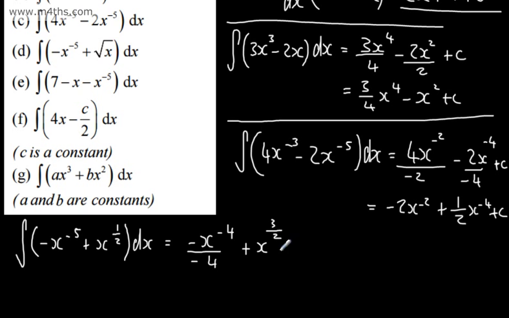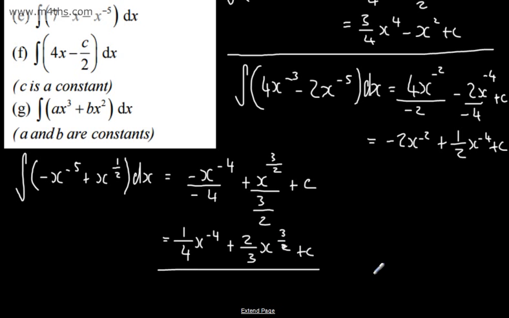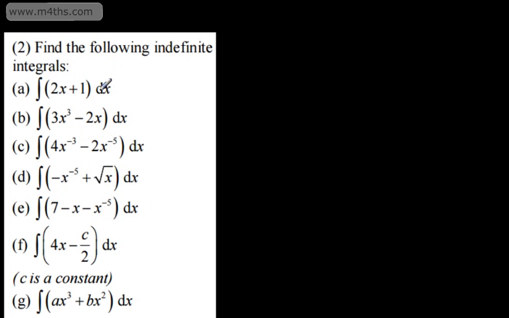Adding 1 will take me to 3/2, so we need to divide by the new power of 3 over 2. Dividing by 3 over 2 is the same as multiplying by 2/3. Add in a constant of integration and tidy up. So we've got the two negatives, so I'm going to write this as 1/4 x to the power of -4 plus 2/3 x to the power of 3 over 2 plus our constant of integration. That is a simplified expression for the integral of -x to the -5 plus root x with respect to x. Okay, let's look at the next one.